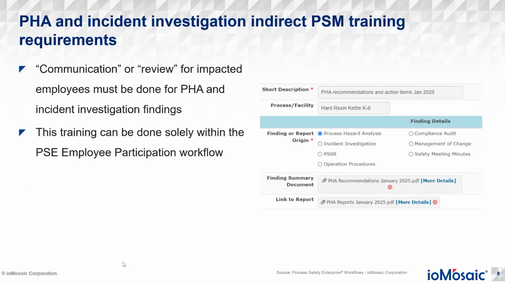More examples of that implied training, that indirect training, are the communication or review of impacted employees for PHAs and incident investigation findings. This is a screenshot from PSE, and you can do reviews for your pre-startup safety reviews, your changing operating procedures, your compliance audit results, management of change, or safety meeting minutes that you want to distribute to the impacted personnel. These types of things would work best in PSE just because they're one-offs.